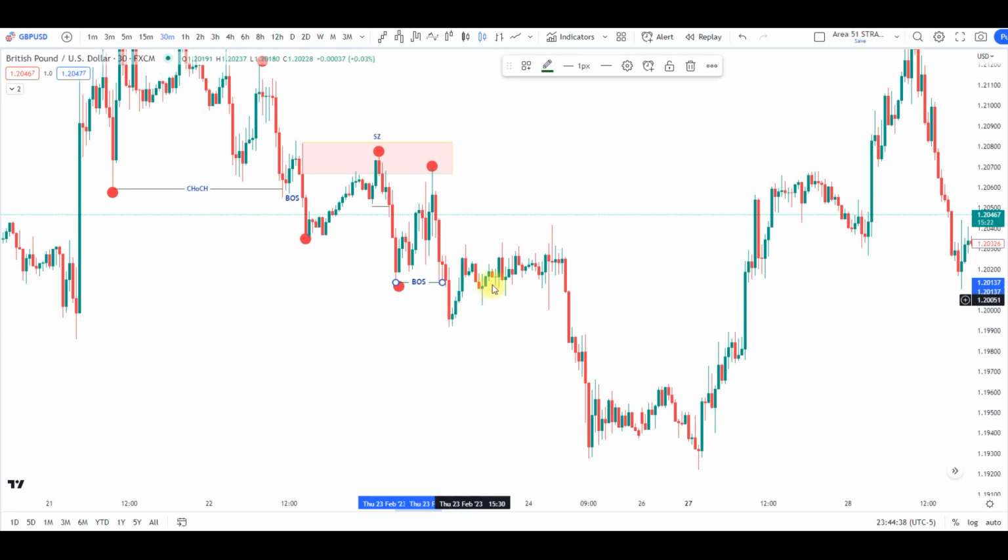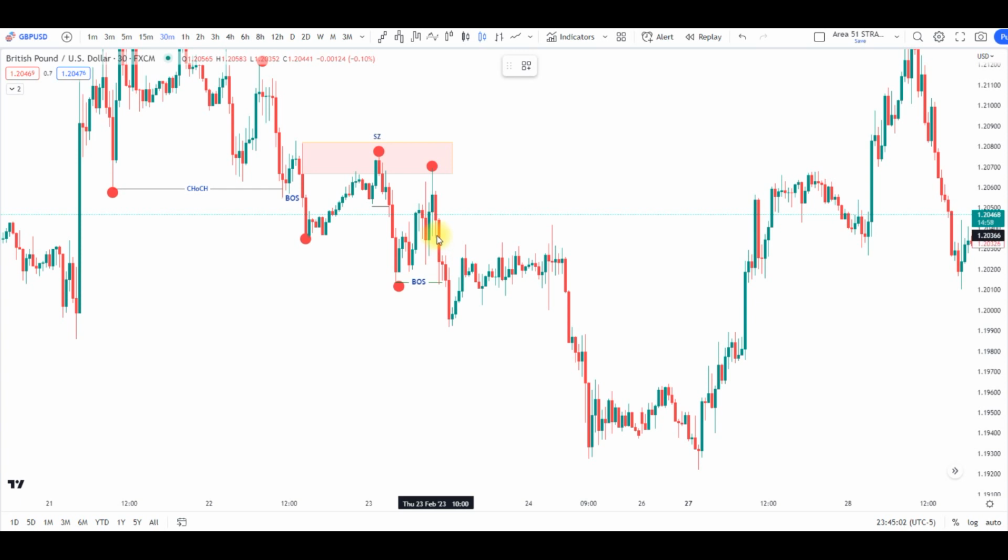Again, we have the internal market structure, which is the higher high, higher low that's created within the external market structure. So this is the external downtrend, and then internal is the pullback that's created within the downtrend in order for the market to breathe. So what happened over here is the market is realigned, the internal is realigned with the external.